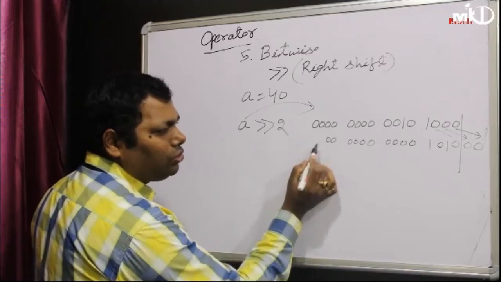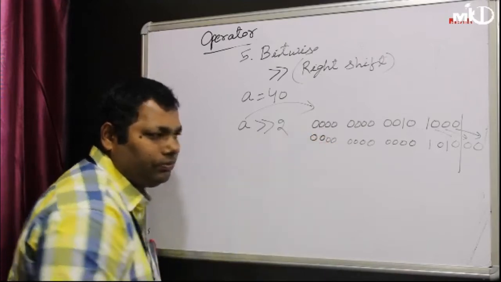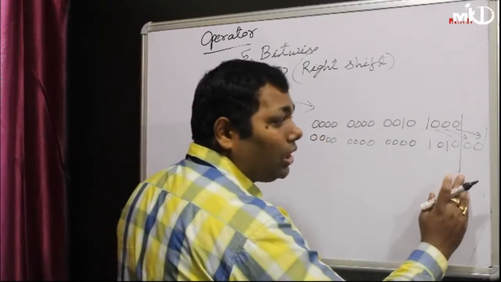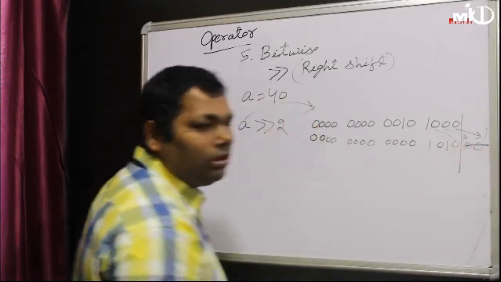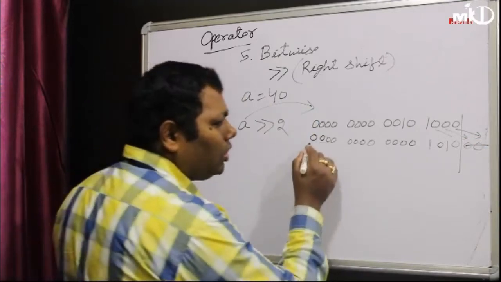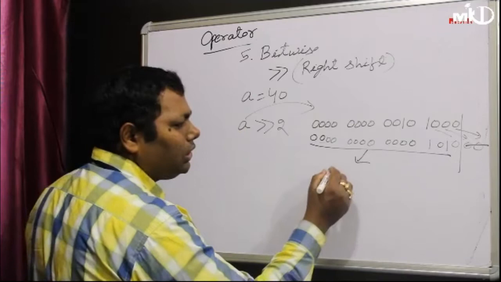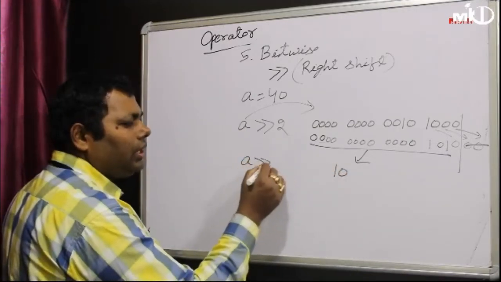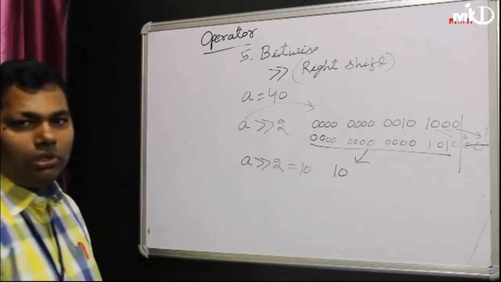Now what happened to this 2 place? This 2 place is replaced with 0. And the bits which go outside the boundary, we have to remove. Now convert this value to decimal. The value is 10. That means a right shift 2 equals 10. Clear?